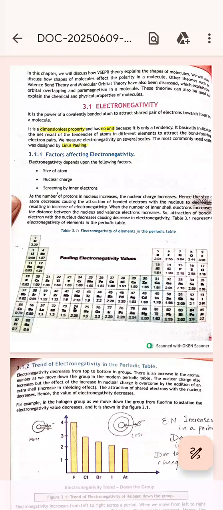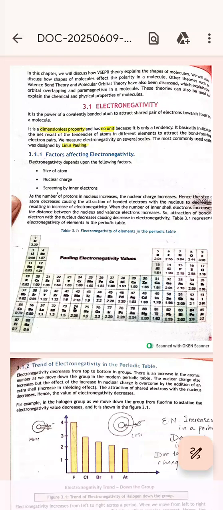So today we are going to study chapter 3, that is chemical bonding. In this chapter we will study the VSEPR theory and shapes of molecules, valence bond theory, molecular orbital theory, and orbital overlapping, paramagnetism, diamagnetism. So all the theories related to chemical and physical properties of molecules.